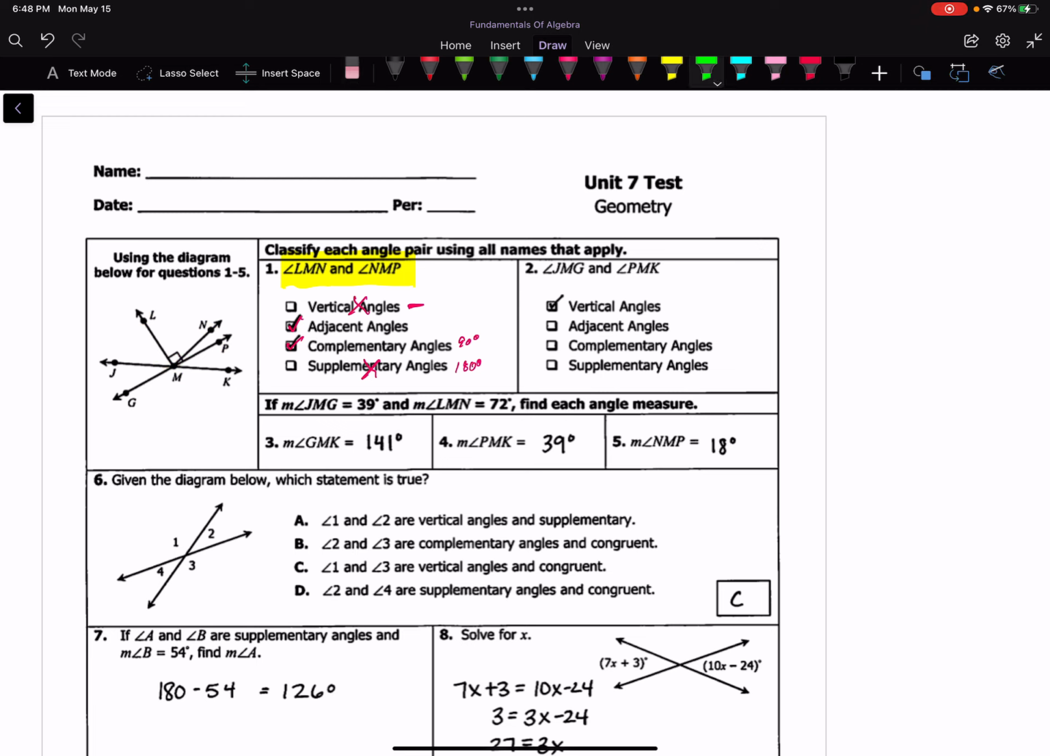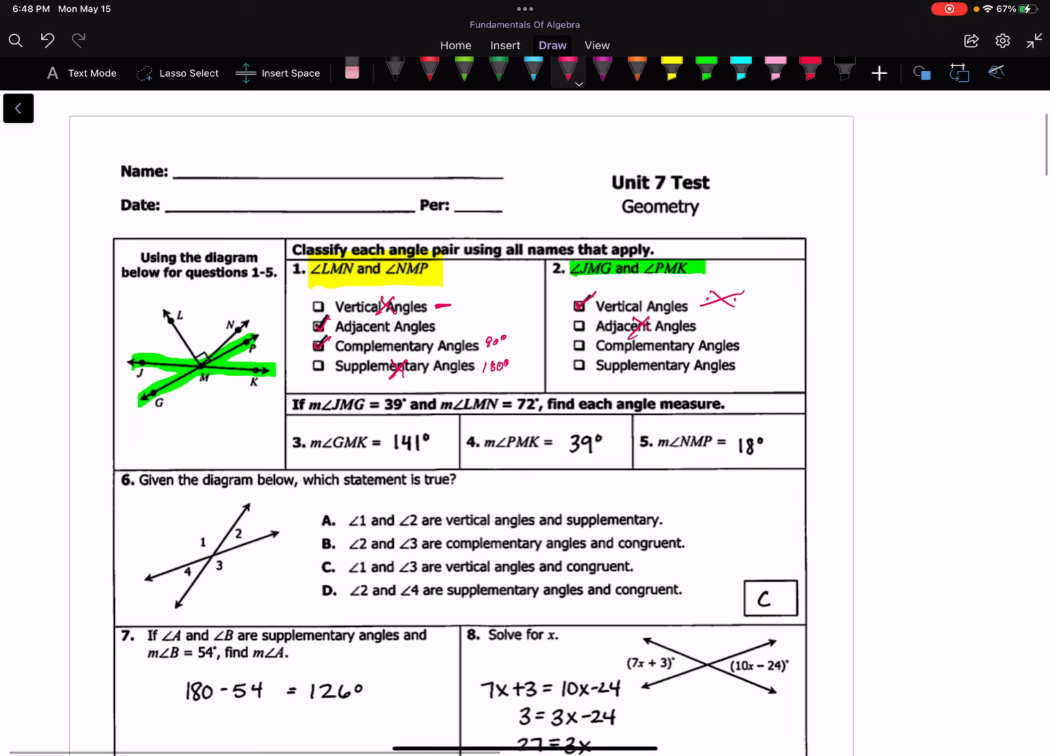Let's take a look at JMG and PMK. Are they vertical angles? Well, right away we see that they are the opposite angles of two lines crossing. So yes, they are vertical angles. Are they adjacent? Nope, they have to share a side, so vertical angles can't be adjacent. Are they complementary? Do they add up to 90? We don't know, they might not, so we can't say they are. And do they add up to 180? We also don't know, so we can't call them supplementary either.